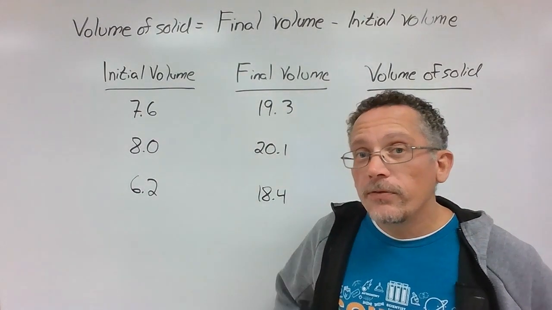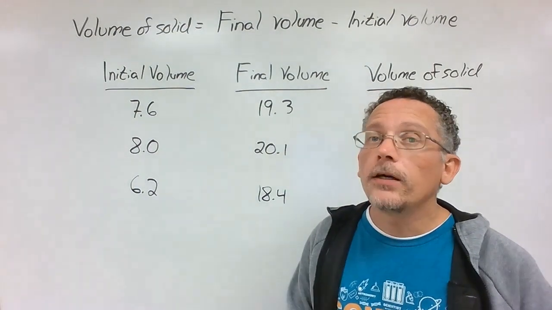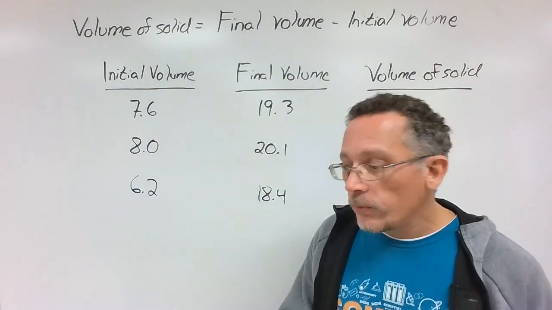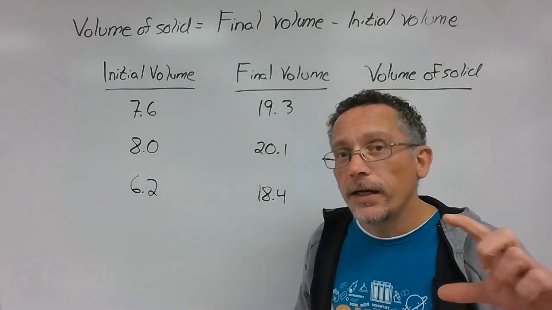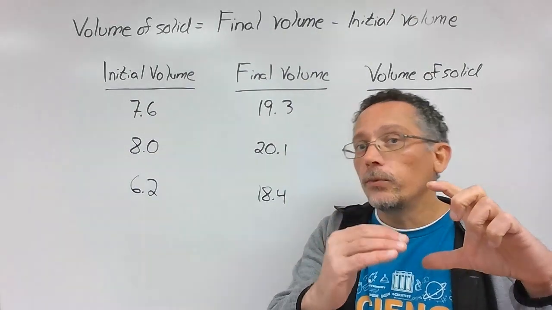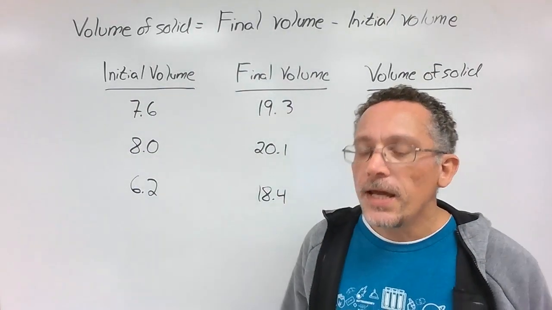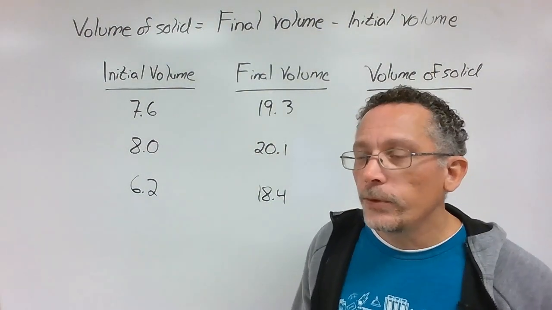All right, we are going to be finding the volume of our metal using a method called water displacement. We're going to take a graduated cylinder, put a little bit of water in there, and then put our metal in there. The water level will go up a little bit, and the amount that it goes up is the volume of our metal that we put in there.